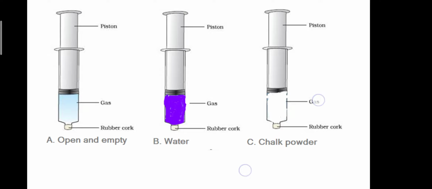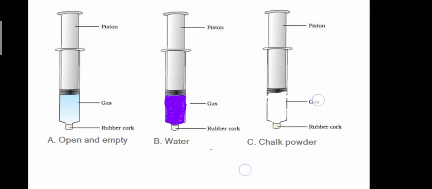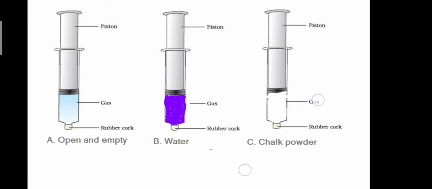After putting them, you try to compress the content by pushing the piston in each syringe. In the first syringe, you will observe that you have not put anything, only simple gas is there. Then the piston will get compressed completely. In the second, we have added water and a little amount of gas was there.